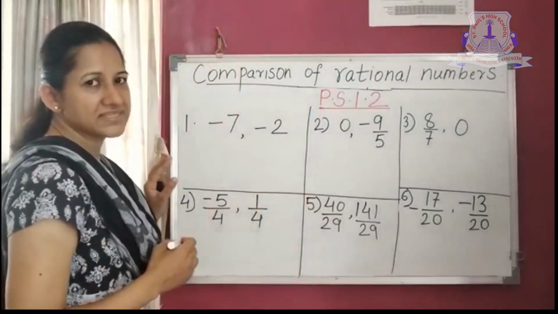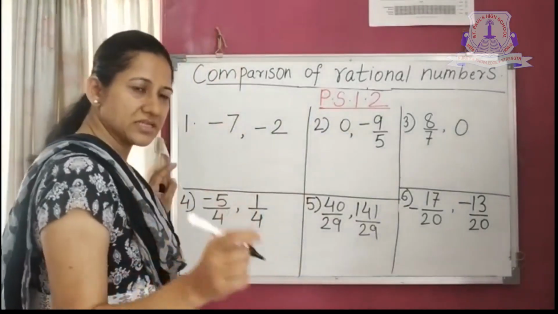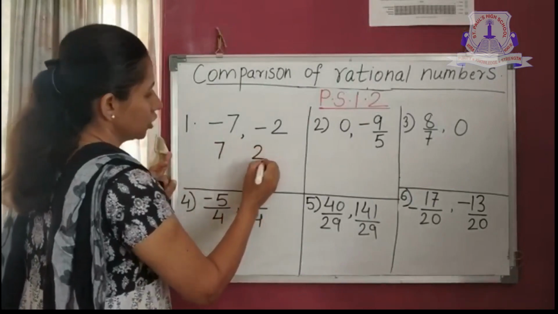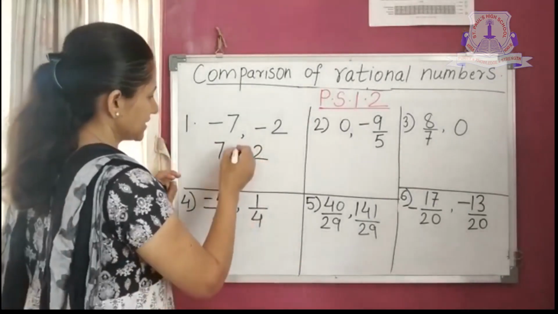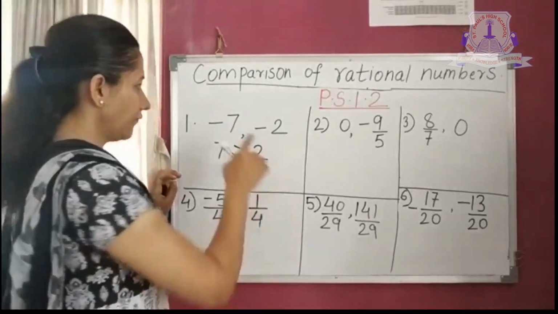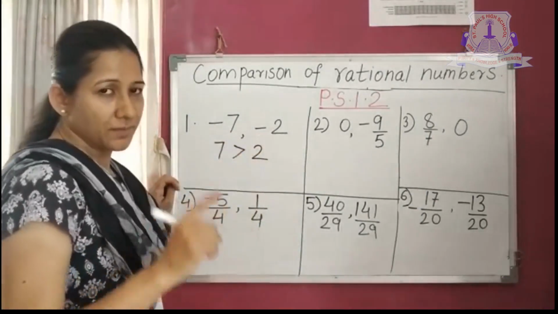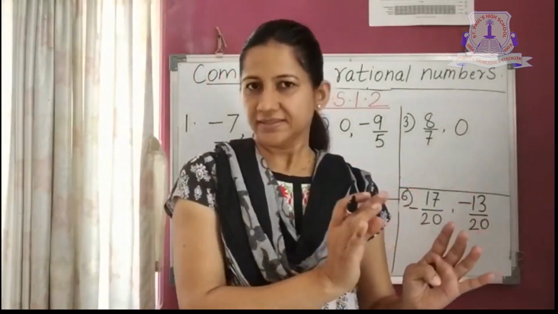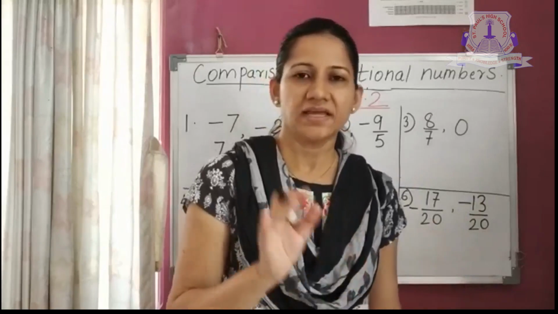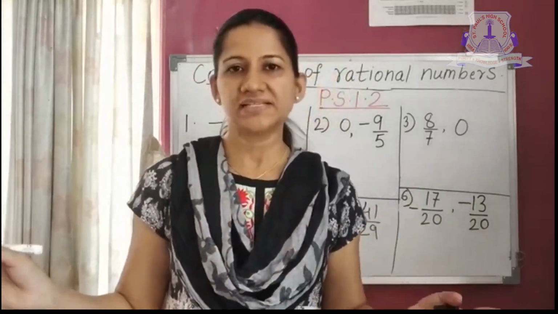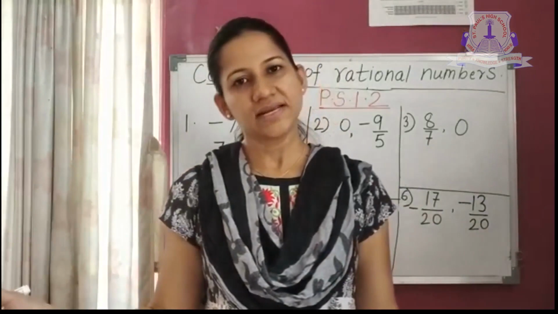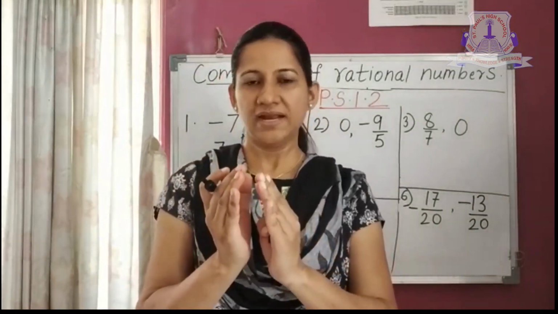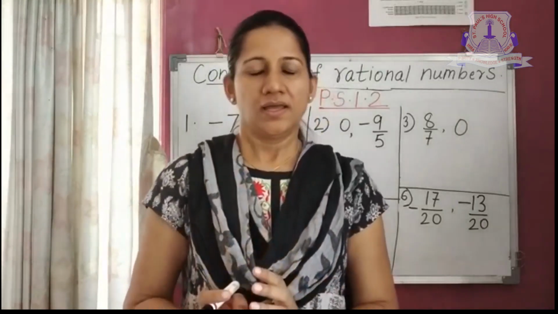For example, if you have -7 and -2, first we will write these as positive, that is +7 and +2. You are aware that of course 7 is greater than 2. But for negative numbers this will be reversed. If you see the number line, all the numbers on the left-hand side are always lesser than those on the right-hand side, because on the left of 0 we have negative numbers and on the right of 0 we have positive numbers.